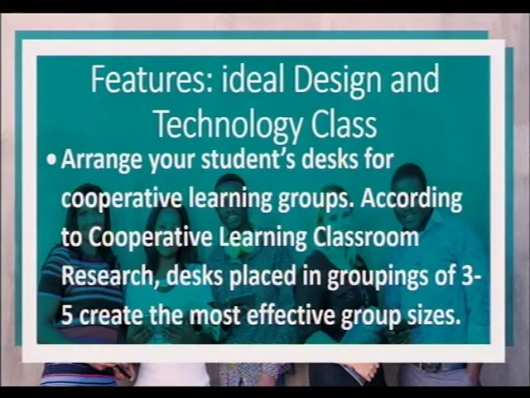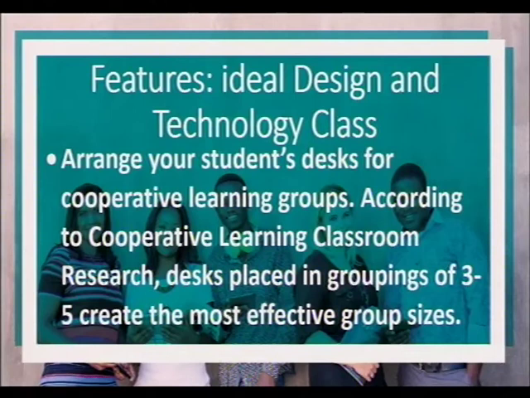And then according to the cooperative learning classroom research, because in the groups, when they discuss things, they are also going to research things. The desks must be placed in groups of 3 to 5 that create the most effective group size. So don't put 10 children in a group. Then the weaker children or the slower children will never get a chance to talk, because the others will overpower them. That is why I said rather put 3 children or 5 children in a group, because if there are too many in a group, some of them will not participate. When there are less in a group, then everybody must get a turn to talk and discuss things.